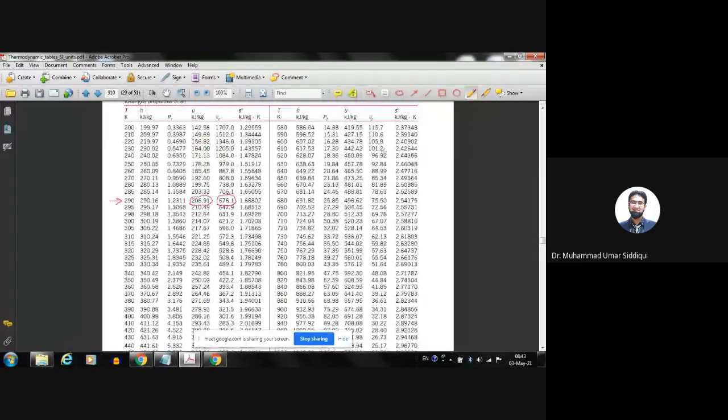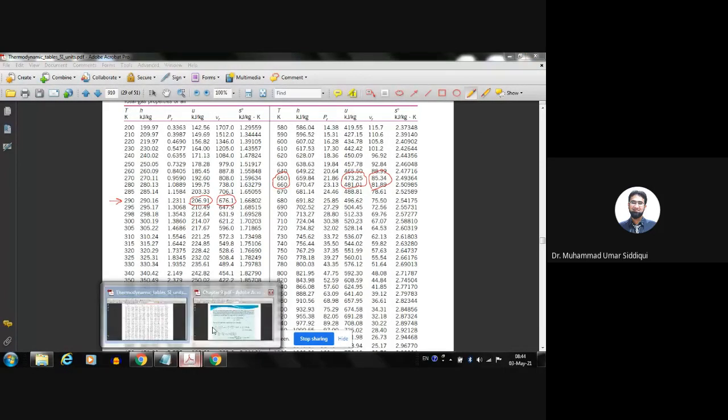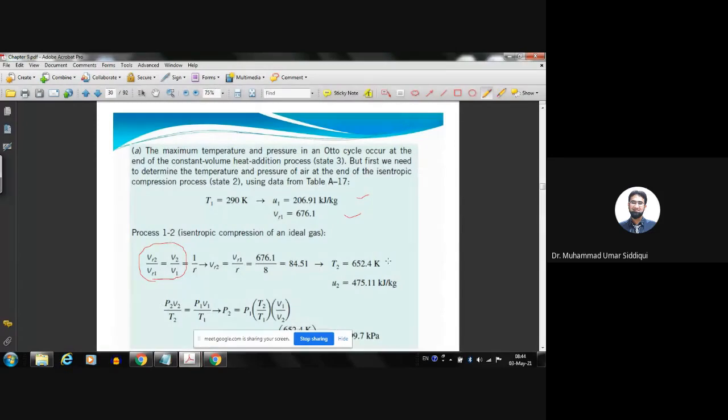So if you look at the VR values, 84.51 would be in between the two, so you need to interpolate. Once you interpolate in between the two, you can determine what is the U2 value also by interpolation, and you can also determine what is the temperature value by interpolation. So it will be between 650 and 660. The value comes out to be 652.4 by interpolation. Also the U2 value comes out by interpolation.